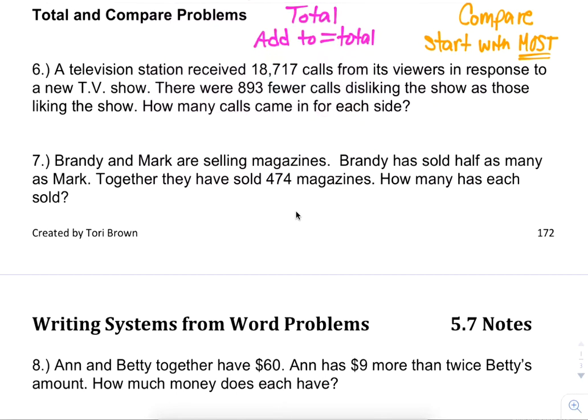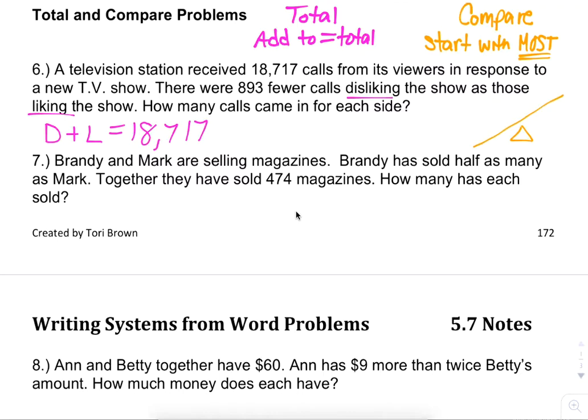It says a television station received 18,717 calls from its viewers in response to a new TV show. There were 893 fewer calls disliking the show as those that are liking the show. So in this situation, we have 2 kinds of calls. We have dislikes and likes. Together, there were a total of 18,717 phone calls. Once I'm ready to do my comparison, what I would suggest is you draw a teeter-totter.